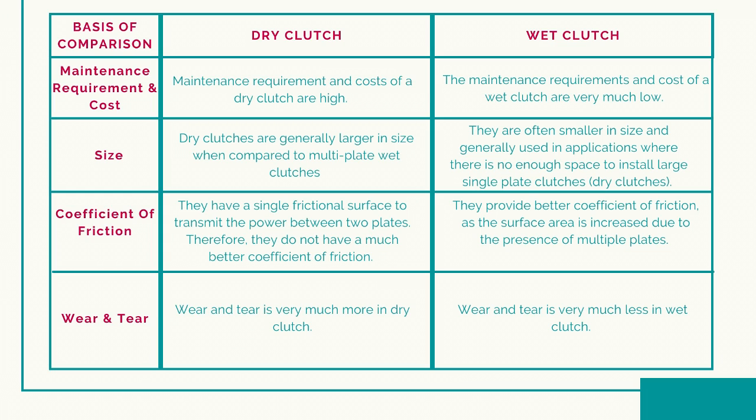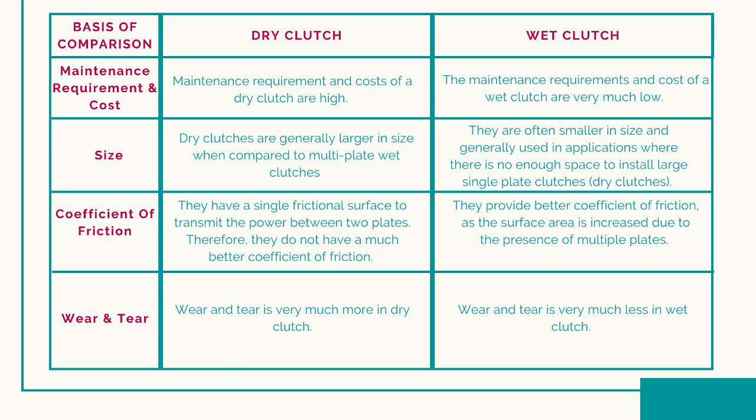So what about the size? Dry clutches are generally larger in size when compared to multiple plate wet clutches. Wet clutches are often smaller in size, generally used in applications where there is not enough space to install a large single plate dry clutch.